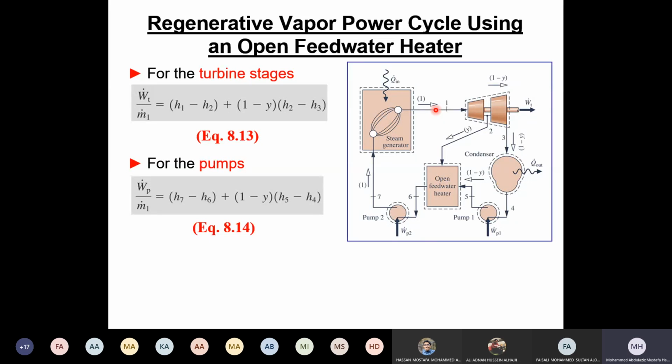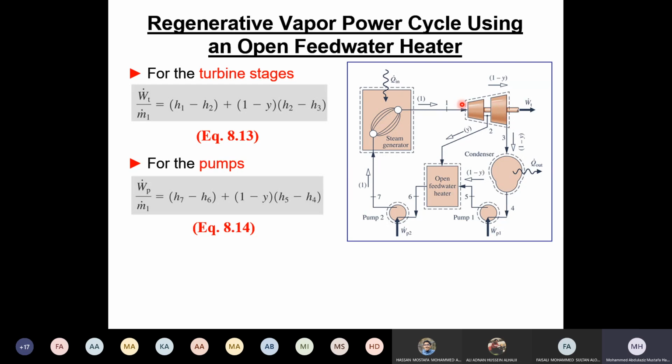Okay, so now we have two turbines here. H1 minus H2 multiplied by the mass, which is 1. Then the remaining mass is 1 minus y multiplied by H2 minus H3. I can solve this another way.